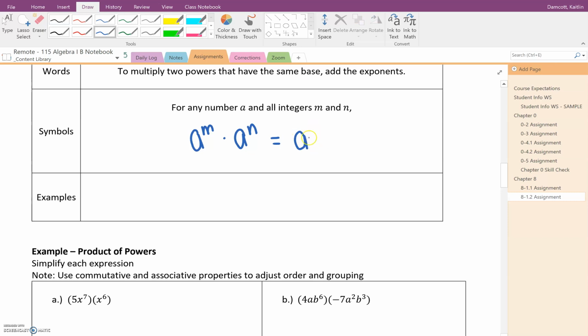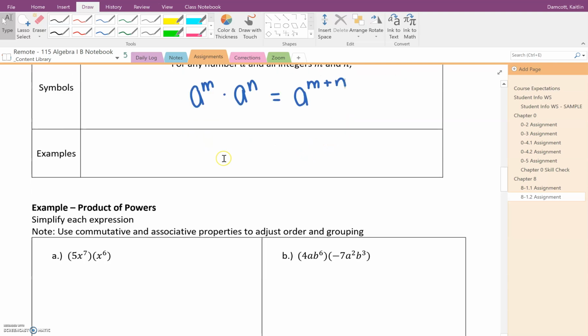So the base stays the same, we've got a, and then we take the exponent m and add it to the exponent n. So this is just, with variables, showing what the relationship is when you are multiplying powers. I'm going to give you an example here that actually has numbers.